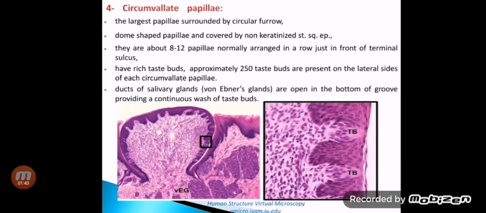For circumvallate papillae, they are the largest type of papillae, surrounded by circular furrows. They are dome-shaped papillae, covered by non-keratinized stratified squamous epithelium. They are about 8 to 12 papillae, normally arranged in a single row just in front of the terminal sulcus. They have rich taste buds, approximately 250 taste buds present on the lateral side of each circumvallate papilla. The ducts of von Ebner's gland, which are serous glands, open into the bottom of this groove. This provides a continuous washing of these taste buds.